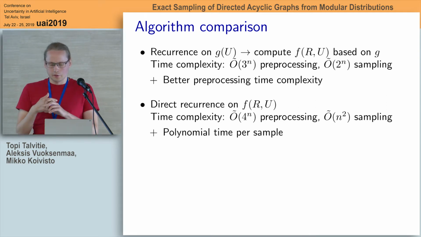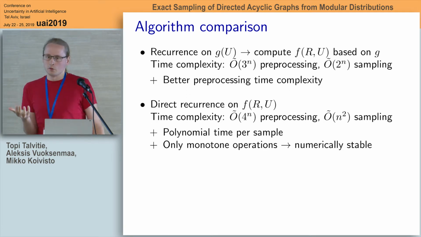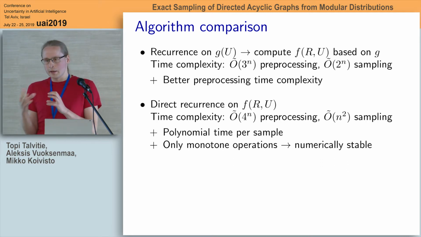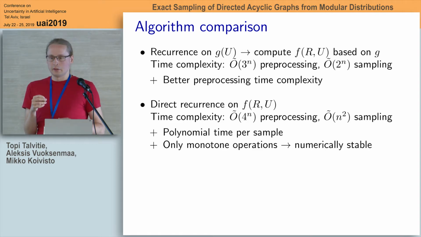But this other algorithm has also the benefit that it's numerically much more stable. So you can implement it using only additional multiplication operations of non-negative numbers, which means that you can use just fixed size floating point numbers and the error will be negligible, which is not the case in the inclusion-exclusion.